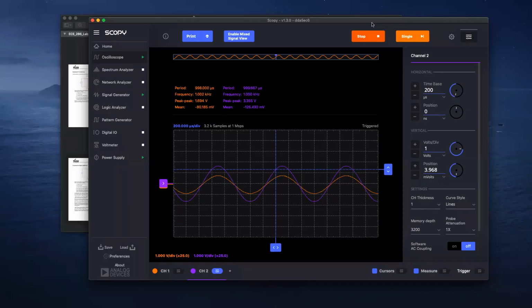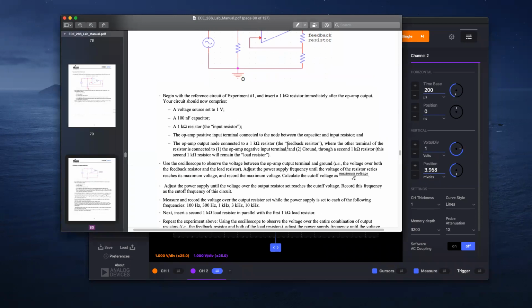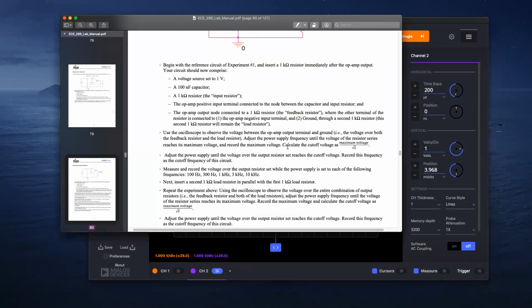Okay, my IC started coming out of my breadboard, but if you look at it, my peak input voltage is about 1.7. When I look at my output, it's about 3.4, so it's almost a doubling, which makes sense because that's how we're getting that gain. So that's how you do experiment 3.